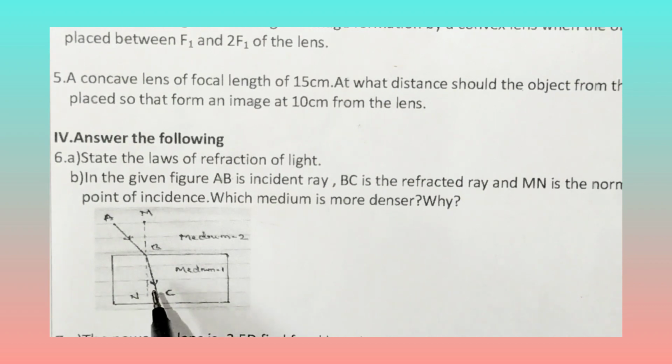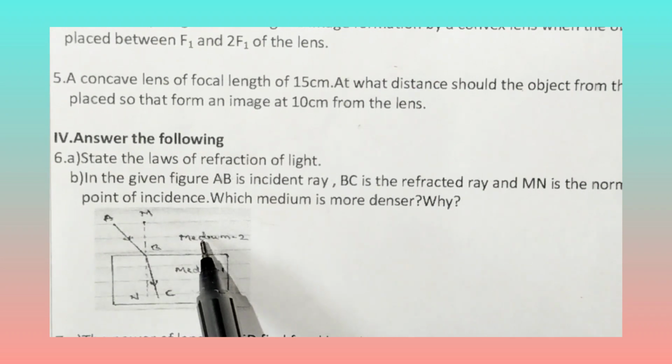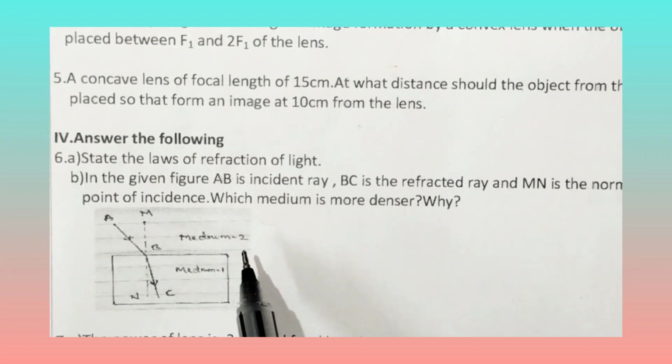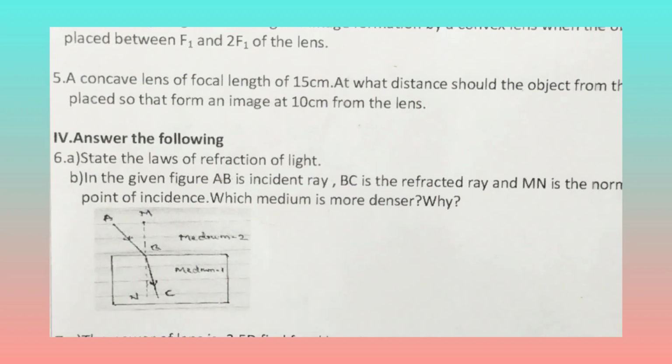If we observe this, the light ray is bending towards the normal, which means medium 2 is rarer and medium 1 is denser. This is the rarer medium, this is the denser medium. If you ask why, when light travels from rarer medium to denser medium, the speed of the light decreases and hence it moves towards the normal.